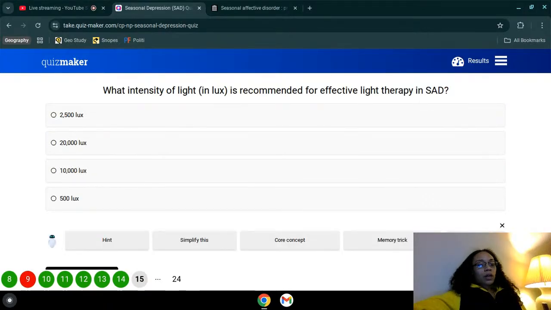What intensity of light in lux is recommended for effective light therapy in SAD? Yeah, I have no idea. But I'm just going to guess somewhere in the middle, 10,000.